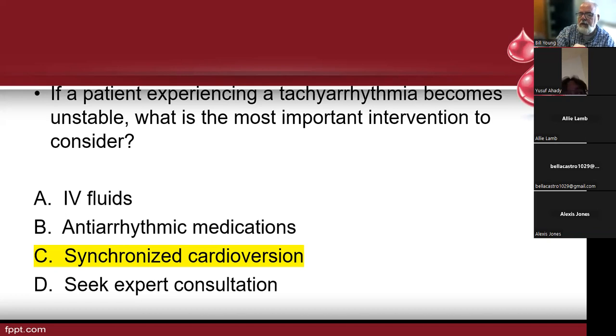What options in medication do you have to treat that? Amio at 150 every 10 minutes. Yep. So amio would be your most logical choice.